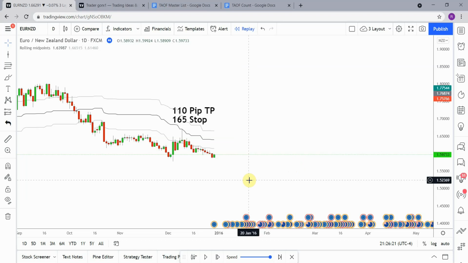Welcome back, viewers. Today we will be testing the rolling midpoints indicator.